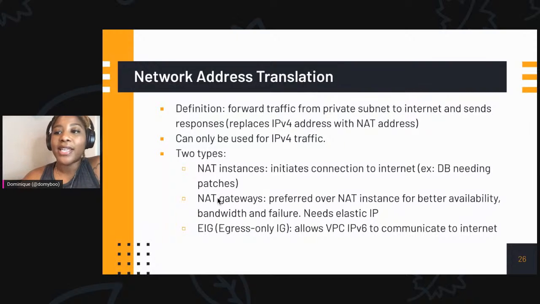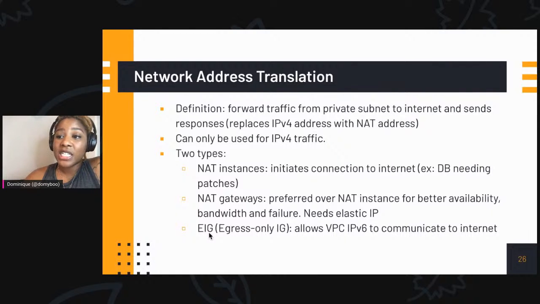And then you can have what's called a NAT gateway. The reason why I put this is that it's preferred to use a gateway over an instance, because an instance has a lot of limited capabilities. It is important for some use cases, but for the most part, best practice is always to use a gateway. You get a bit better availability, bandwidth, and failure handling, but it does need an elastic IP address, which I go into a little bit further down.